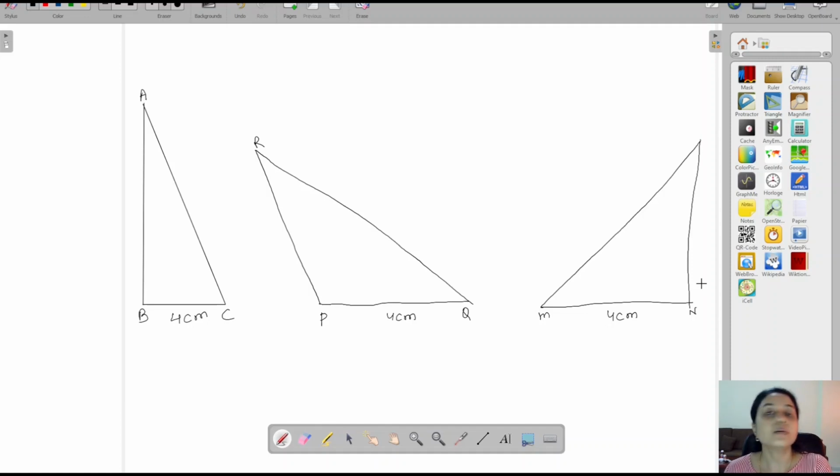Here we can see, just by knowing one side of the triangle, it is not possible to draw one and only one triangle which must be congruent to the given triangle ABC, right?